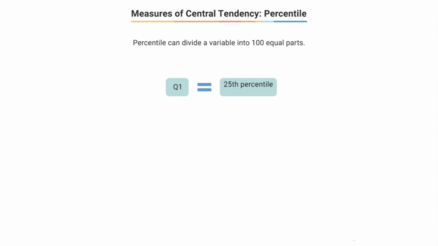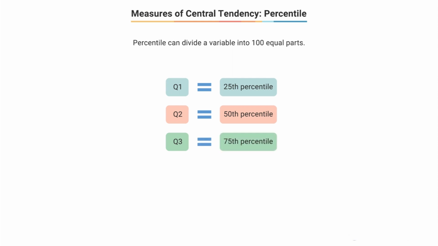Another interesting measure of central tendency is percentiles. Percentiles are related to quartiles and split the variable into 100 equal parts. By this definition, the first quartile is equivalent to the 25th percentile, the second quartile is equal to the 50th percentile, and the third quartile is equal to the 75th percentile, and so on.